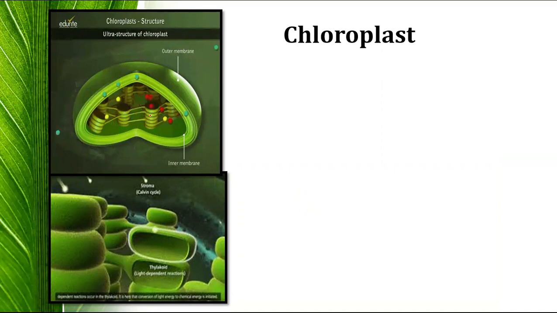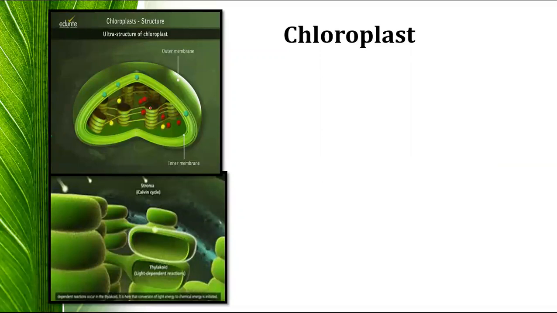A number of thylakoids arranged one above another is called a grana, and the grana are connected by one common bridge. Now look at this. This common bridge is called the stroma lamellae. Here, the red color shows the sugar molecules, and this is the ribosome. And this is the chloroplast.